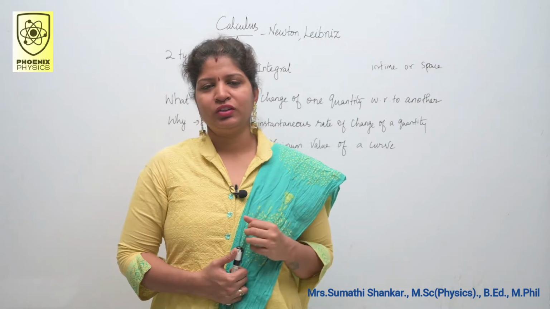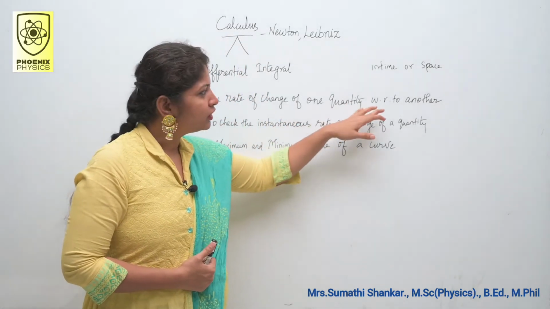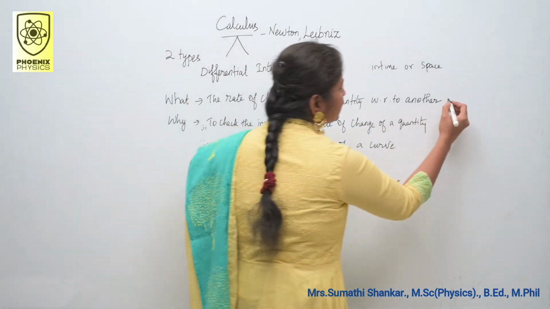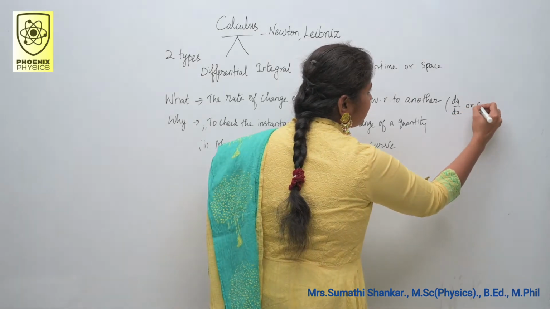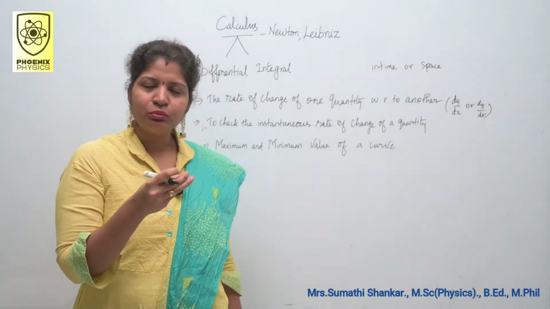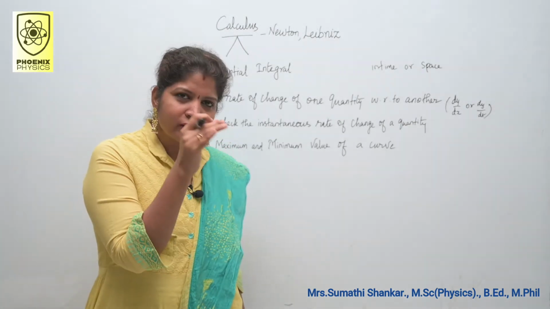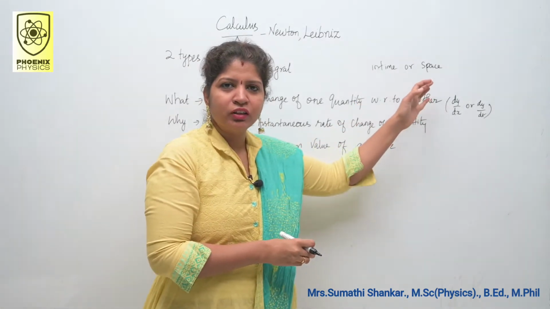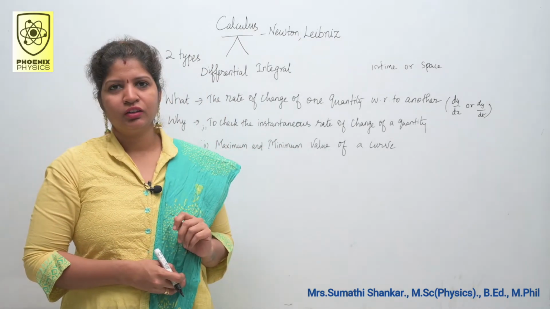What is calculus? The rate of change of one quantity with respect to another is calculus. Simply we can denote it in the derivative form dy by dx or dy by dt, like that. Simply we can say, if something is moving and you want to measure exactly what is happening at some point in time or space, you will probably need to use calculus.